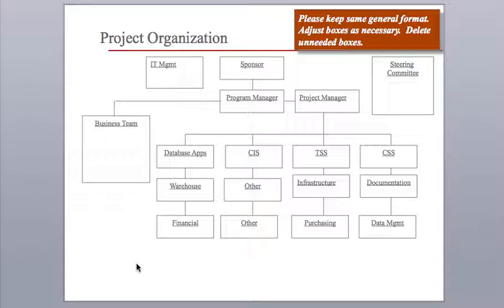Then this is the project organization. Within that you can have IT management, sponsor, program manager, project manager, and the business team, the database, computer information system, technical, and the CSS team. Then what is a warehouse, and all this you can define. This is a sample we have given, so from here you can get the idea of how to define the project and model this. And the steering committee members you can list here.